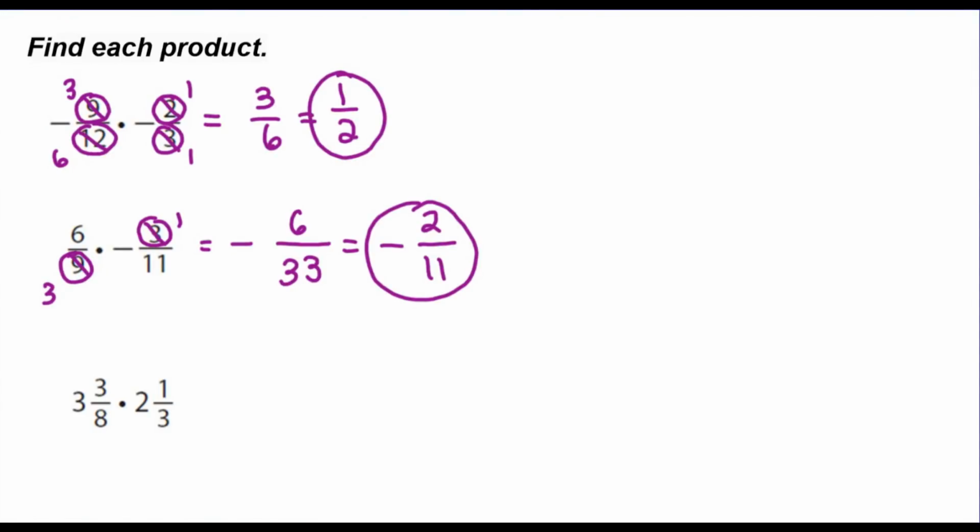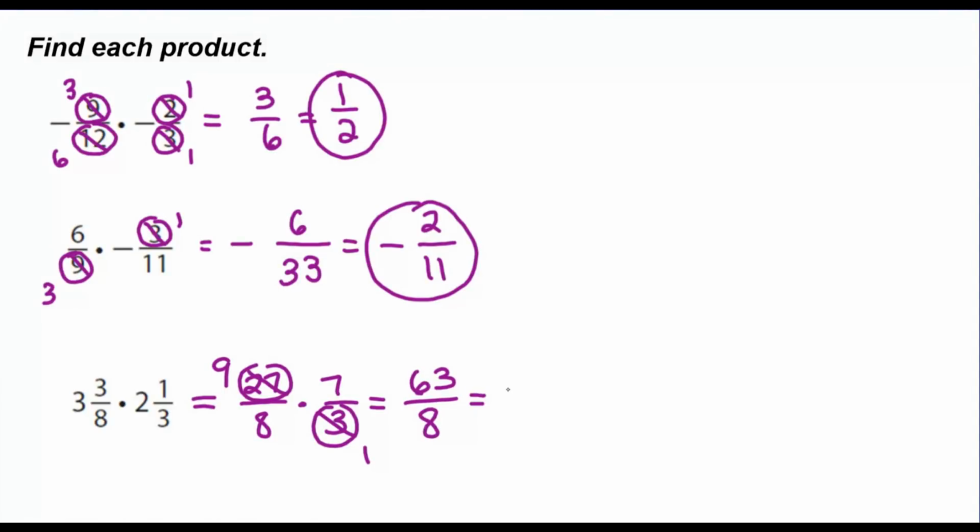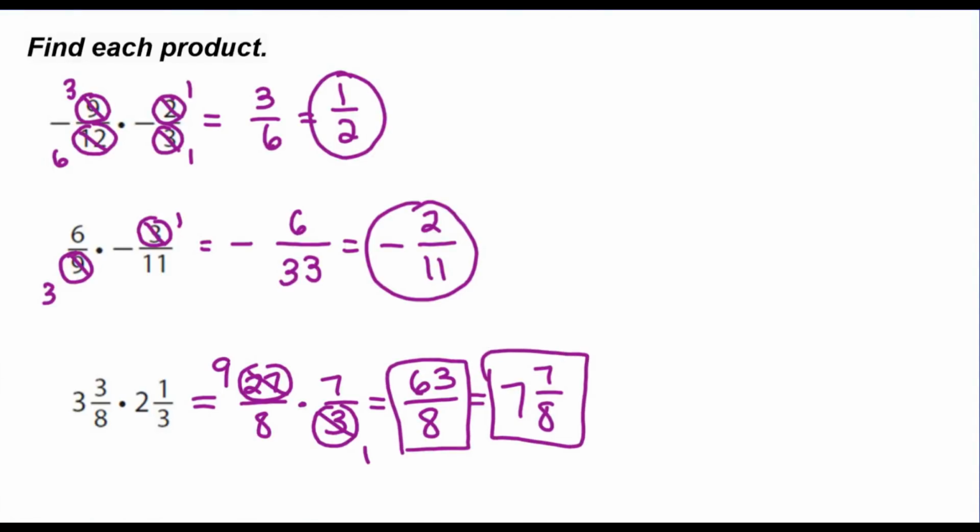So I need to rewrite both of these as fractions, and 3 and 3/8 is 27/8, and 2 and 1/3 is 7/3. And then I do actually have common factors here of 3. I've divided these both by 3. And now I can multiply and get 63/8. And you can leave it like that, or you can write it back as a mixed number, which would be 7 and 7/8. So either one of these answers would be acceptable, either the improper fraction or the mixed number, and that was going to be positive since they were both positive.